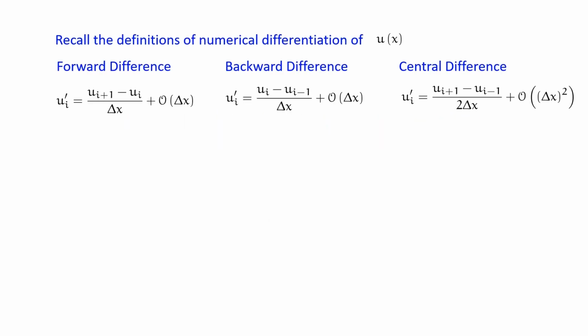Recall our definitions of numerical differentiation of the function u of x. We have learned forward, backward and central differences, and we know that the forward difference on a 2-point stencil is given by u_{i+1} minus u_i by delta x. Similarly, the backward difference on a 2-point stencil is u_i minus u_{i-1} by delta x, and the central difference is u_{i+1} minus u_{i-1} by twice delta x.